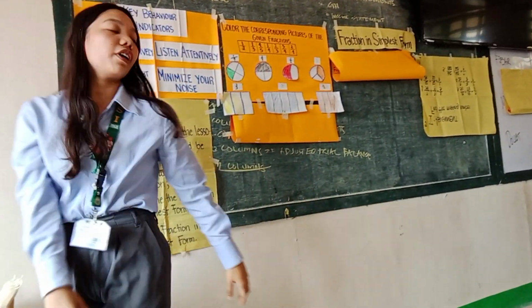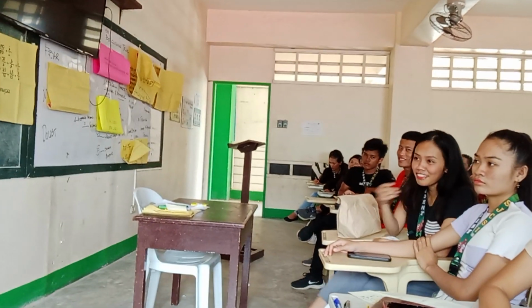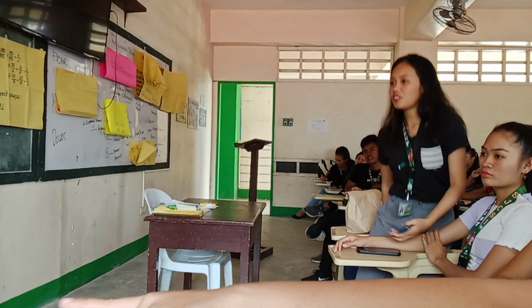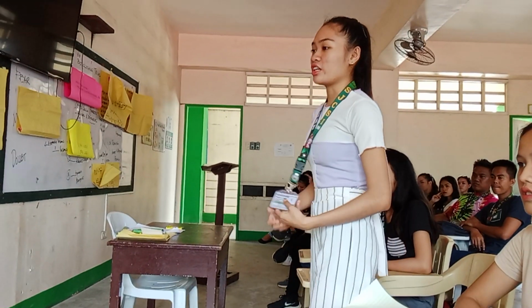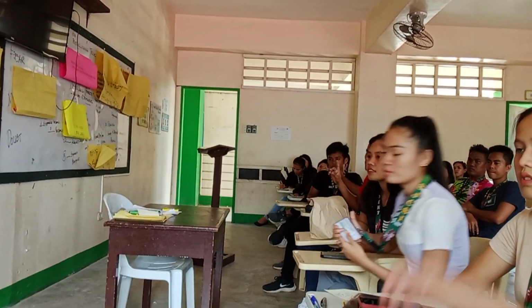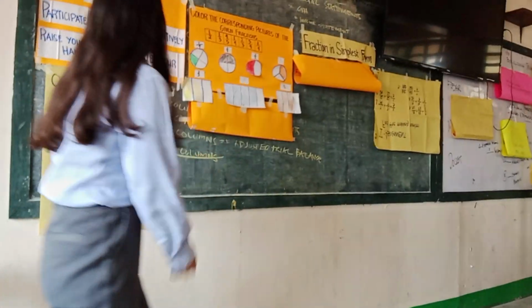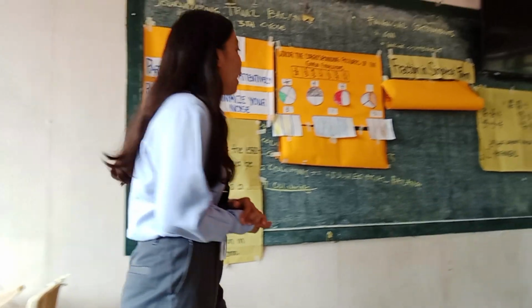So who can read our learning objectives? Yes, Bartosa. Identify what a fraction is. Yes, next, Vanessa. Determine the fraction in simplest form. And yes, Miss Cordina. Do the fraction in simplest form. So the objectives are what we aim to learn at the end of our lesson.